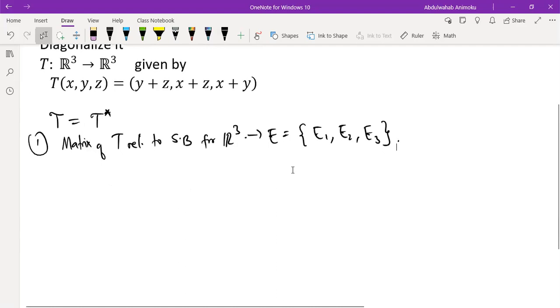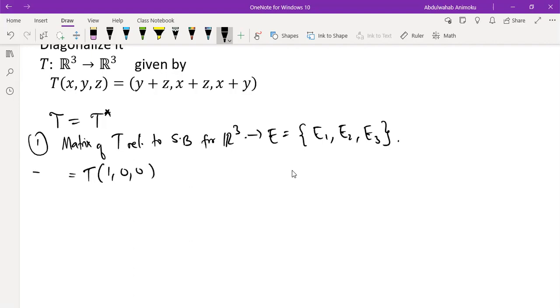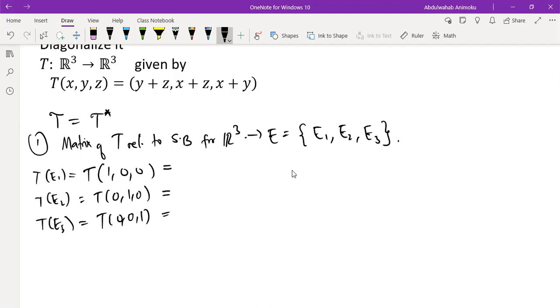So what's the next thing? Basically, we need to find the matrix, right? So the next thing is we need to find T of each of these. So this is T of E1, and we need to find T of E2 as well as T of E3. Now I just want you to pause the video here and quickly try to calculate what T of E1, T of E2, and T of E3 are. In the next second, I'm just going to give the answer, so you can pause the video right here to determine that.